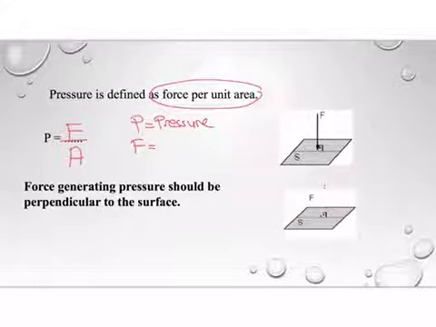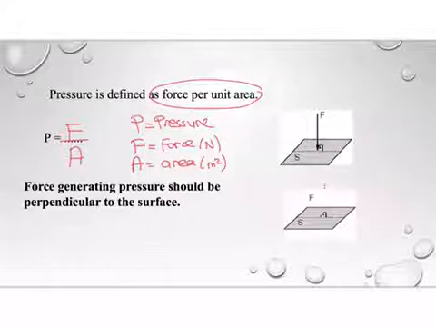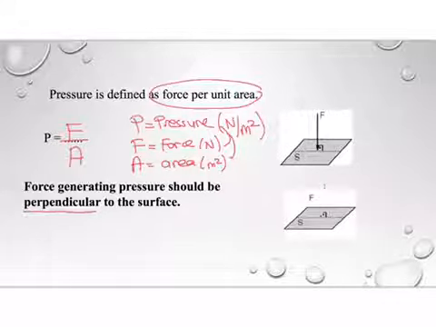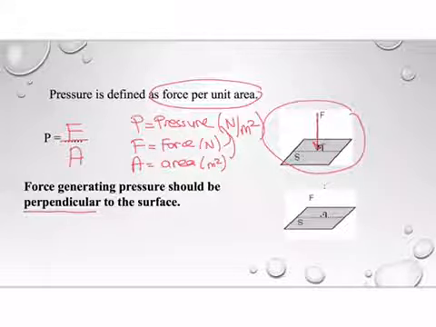F is the force, it is in Newton, A is the area, it is in meter square, so the unit of pressure from here will be Newton per meter square. What is important here is the force generating pressure should be perpendicular to the surface. Here, as in the picture, you see that the force is perpendicular to the surface. So here the pressure created by the force is equal to F over S.